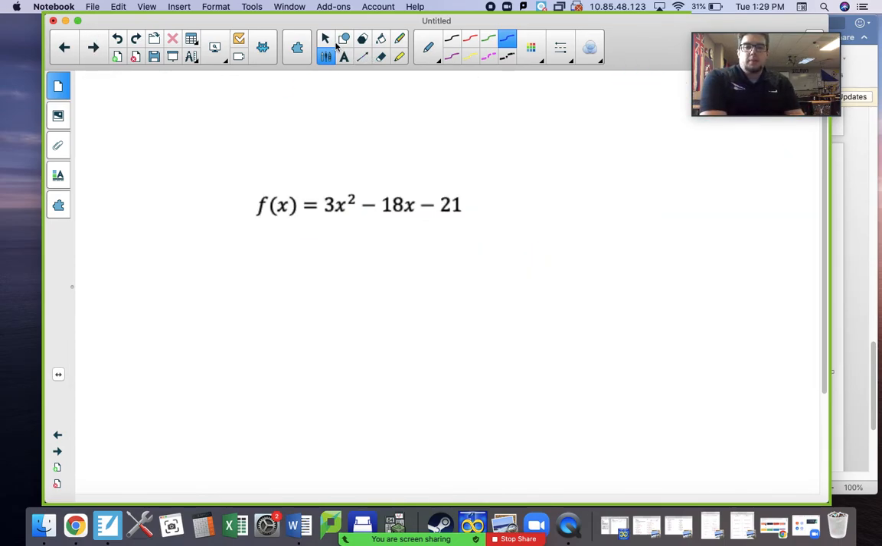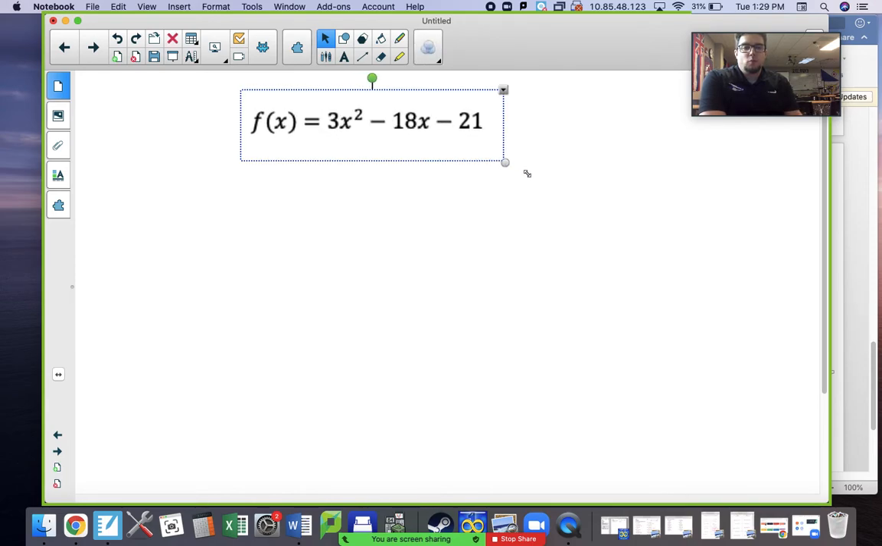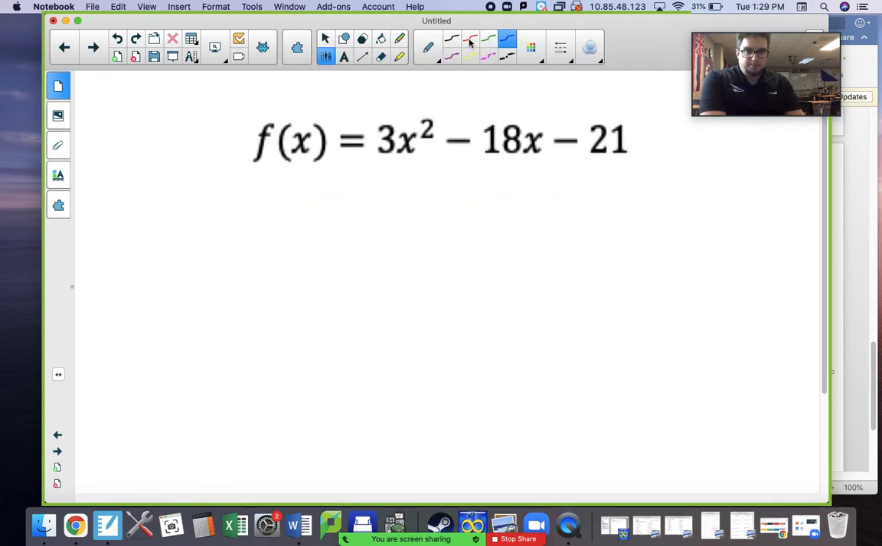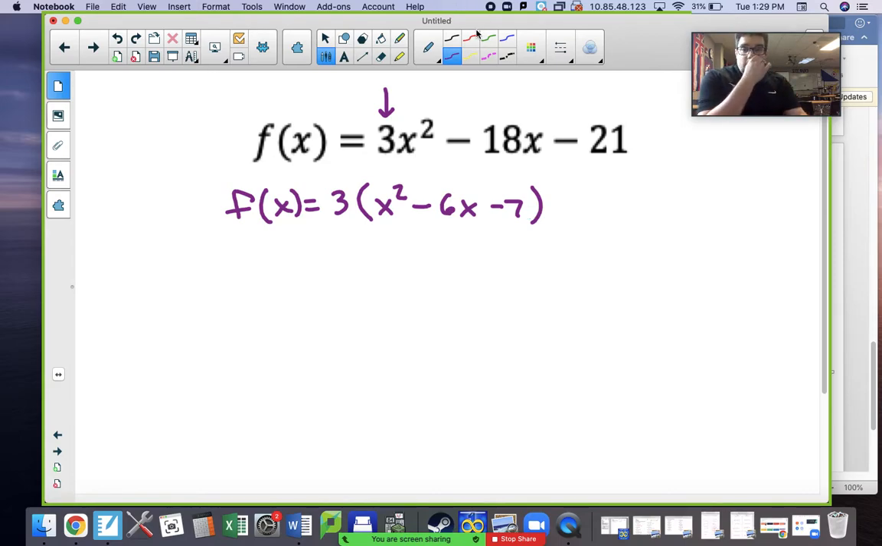So let's try another one like that. But on this problem, we do have a leading coefficient. So before we can do anything, I have to get rid of this 3. The simplest way to do this is to factor a 3 from everybody. So I'm going to divide everybody by 3, and I'm going to store that 3 on the outside. So 3 divided by 3 is 1. Negative 18 divided by 3 is negative 6. And negative 21 is negative 7. That 3 is going to stay on the outside of our problem the entire time. Not going to worry about it.